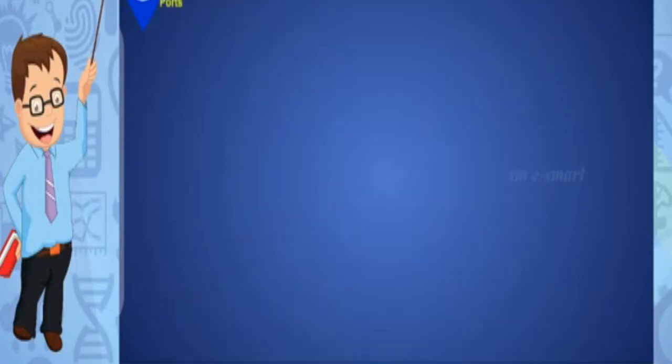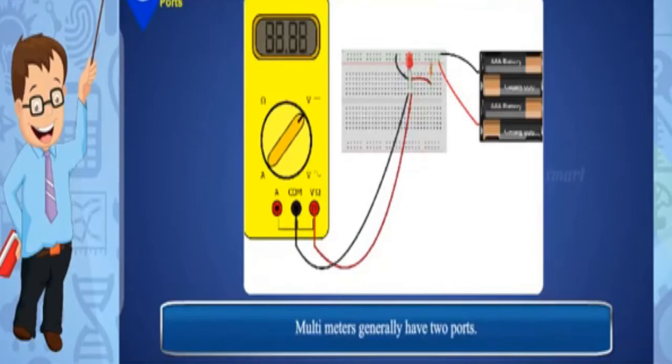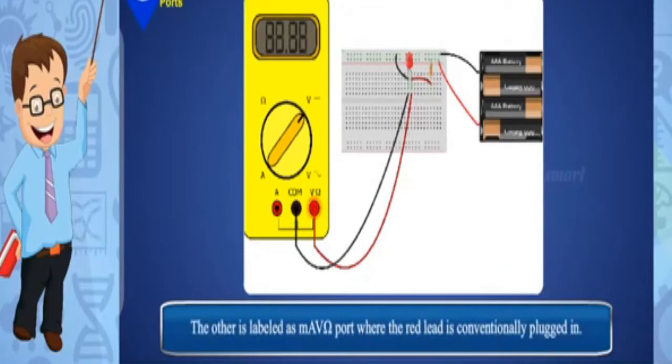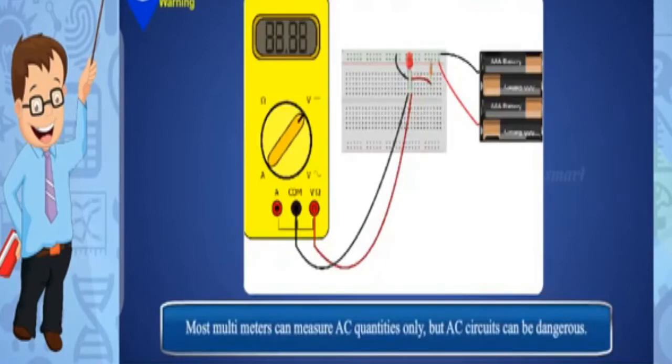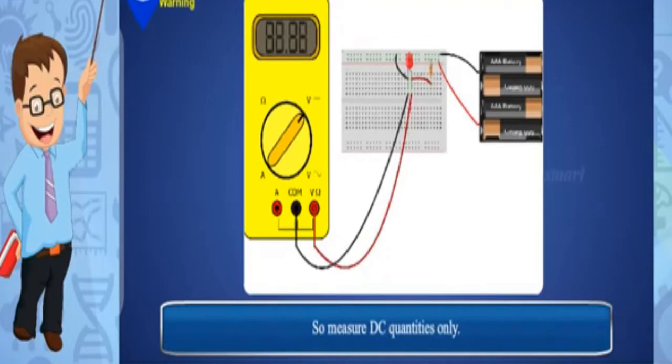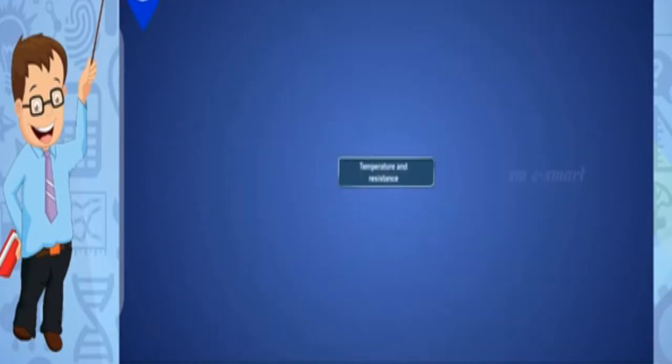Ports: multimeters generally have 2 ports. One is usually labeled COM, the common or ground port. This is where the black lead is connected. The other is labeled mA, V, ohms port, where the red lead is conventionally plugged in. Warning: most multimeters can measure AC quantities also, but AC circuits can be dangerous, so measure DC quantities only. Temperature and resistance.